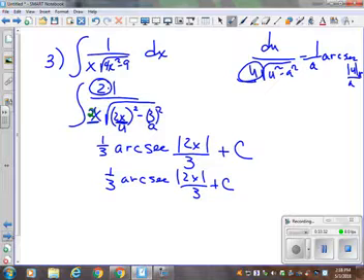Yeah, like the formula in the battery. Right. You got to put it in the formula. All right. Let's look at another one.